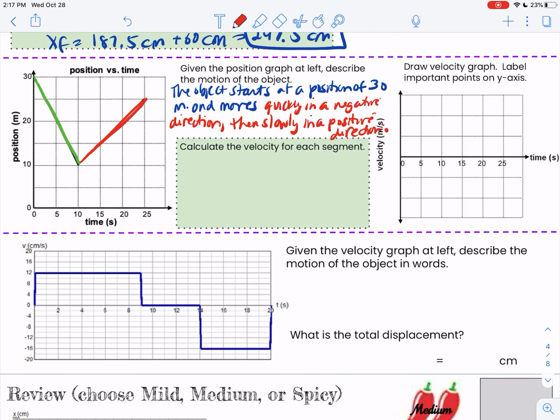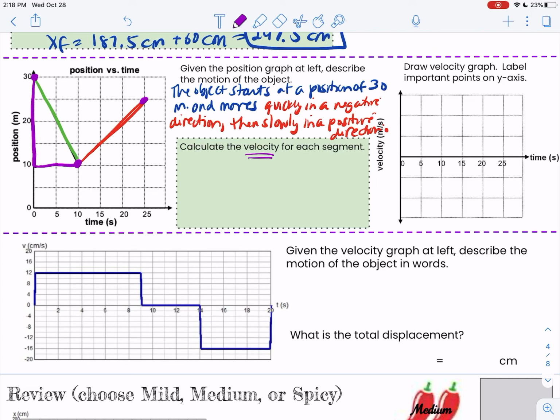Okay. All right, if I want to find the velocity on a position graph, I'm just going to find the slope. So you can do it any way that you want. You can use the points like I did before, or you can do kind of like this triangle way. So I'll try that this time.